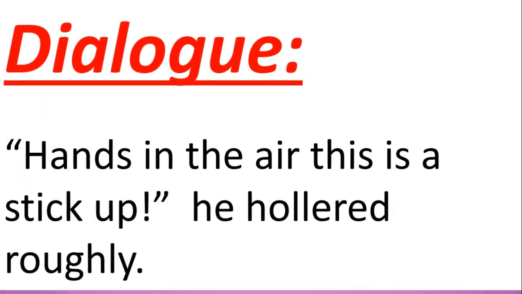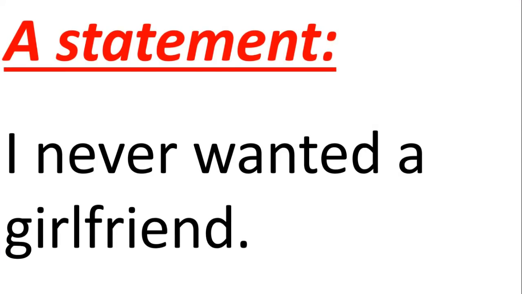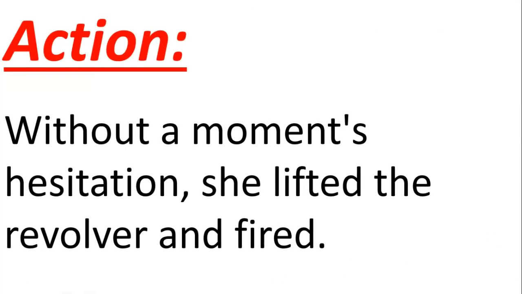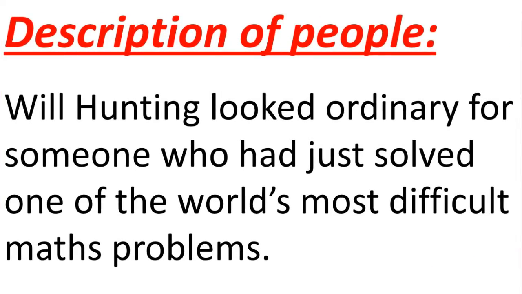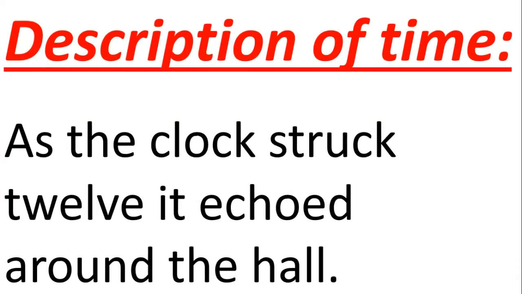So the first way is to use dialogue, so the character speaking. "Hands in the air, this is a stick up," he hollered roughly. You could also use a statement, "I never wanted a girlfriend," or "This was the worst day of my life." Action: "Without a moment's hesitation, she lifted the revolver and fired," to get straight into it. Description of a person: "Will Hunting looked ordinary for someone who just solved one of the world's most difficult maths problems." A description of time: "As the clock struck 12, it echoed around the hall."